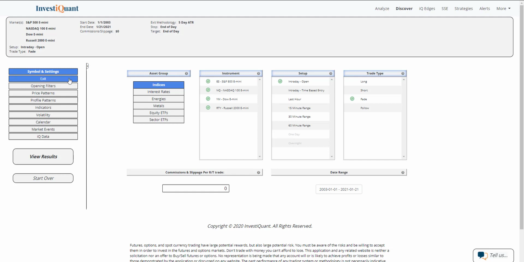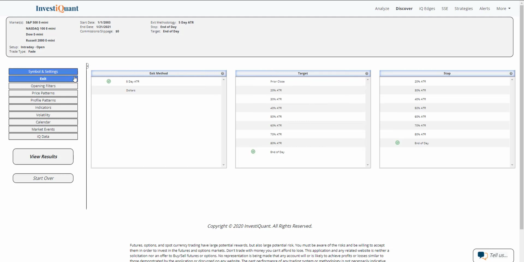Next, I'm going to go into the exit. I'm not normally in this library when I'm doing these videos. I normally just have it set to end of day. But since we're going to be looking at a fade setup, what I want to do is select this prior close as the target. So instead of holding for the end of the session, this setup is going to be based upon exiting at the prior day's closing price. So it's more of an intraday setup.